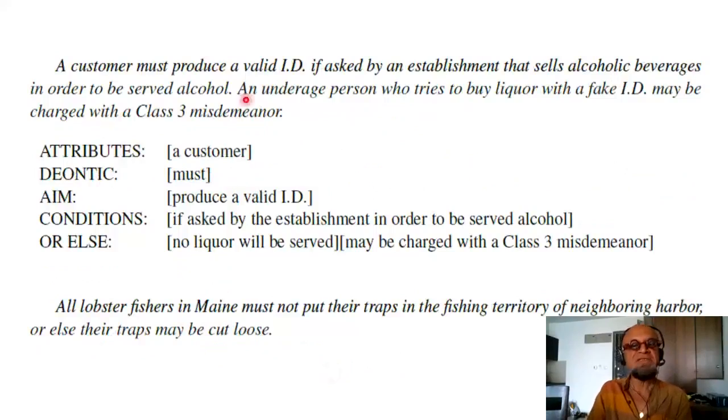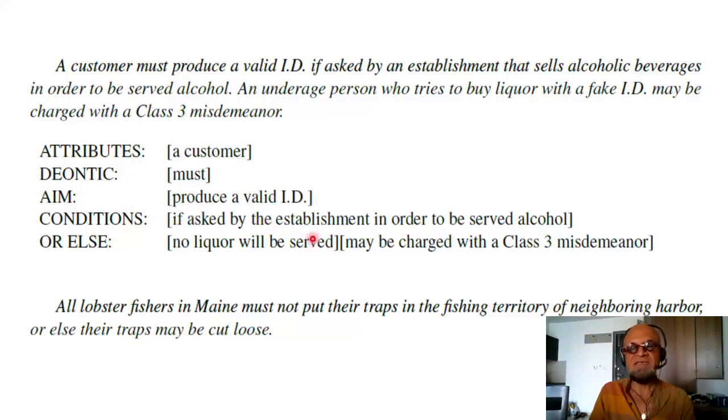A customer must produce a valid ID if asked by an establishment that sells alcoholic beverages in order to be served alcohol. An underage person who tries to buy liquor with a fake ID may be charged with a class 3 misdemeanor. Attributes: here is a customer. Deontic is again a must. You must be above a certain age and must have, fake ID is not possible. You must have an ID that shows your age. You must produce a valid ID.